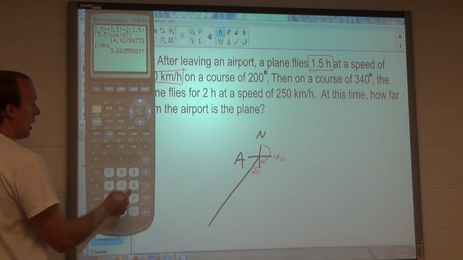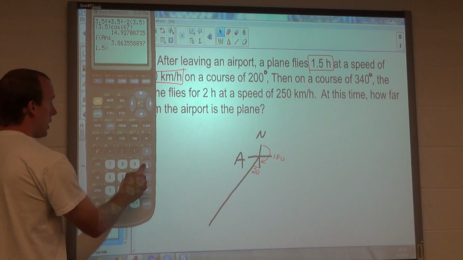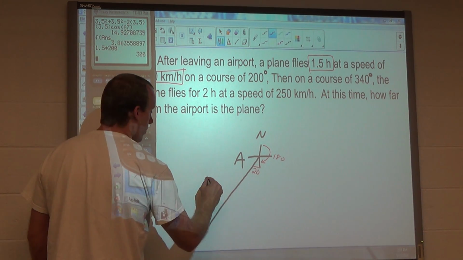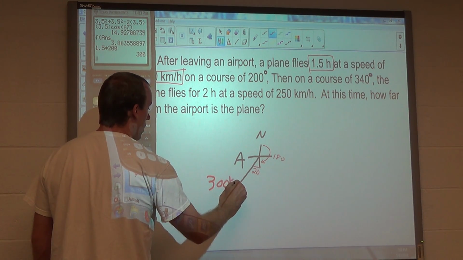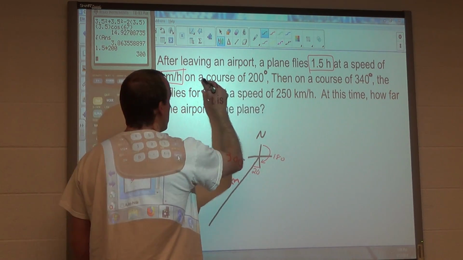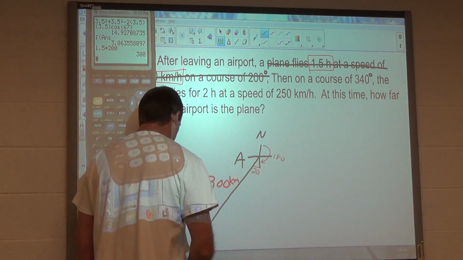So all I do with those numbers is I multiply them. So 1.5 times 200, and he went for 300 kilometers. Okay, he then changed directions, so that's done with that. That line's done now. Okay.